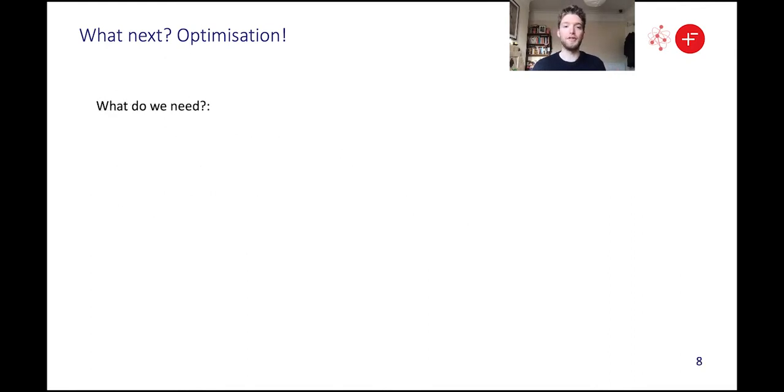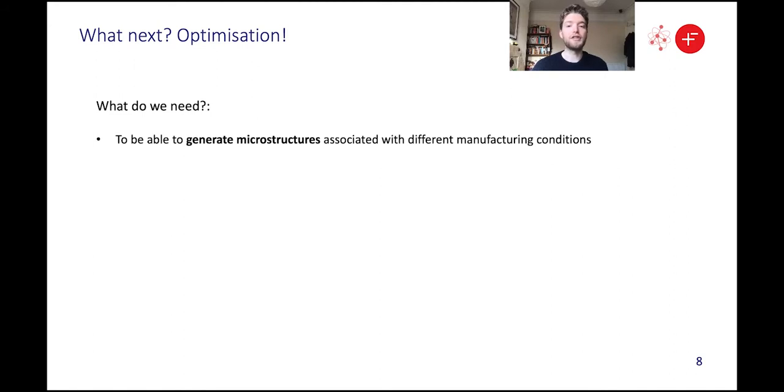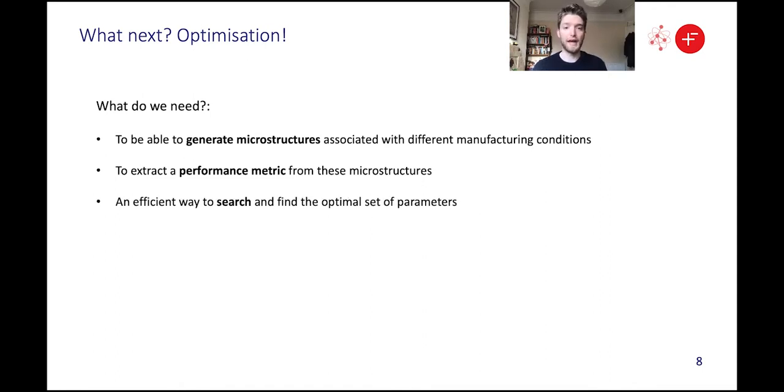What do we need to be able to do that? We need to be able to generate microstructures associated with different manufacturing conditions. We need to be able to extract performance metrics from those microstructures so we can analyze how well they're performing. We need an efficient way to search and find the optimal set of parameters. So I'm going to talk about these three things and the approaches that we've taken for them.